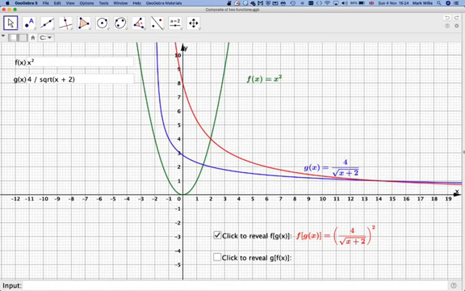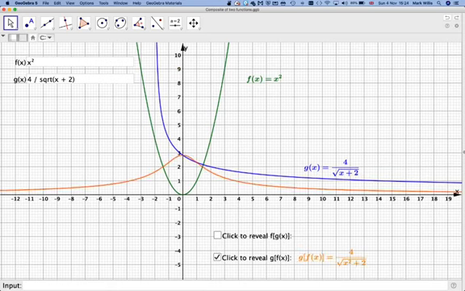Now, if I want to do the other way around, i.e. first do f and then do g, which is gf of x, then that's going to give me 4 divided by x squared plus 2. So basically I replace any x in here with x squared. This is the composite of two functions.